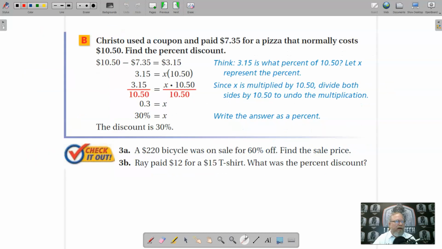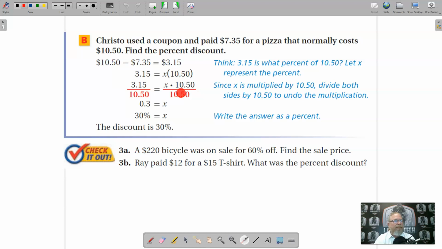Here we have Christo used a coupon and paid $7.35 for a pizza that normally cost $10.50. Find the percent of discount. So we're going to take the $10.50, the original cost of the pizza, minus what he actually paid, and he got $3.15 off of it. So we know that $3.15 is some percent of $10.50, and that's what we want to know. So $3.15 is some percent, x is the unknown percentage, multiplied by $10.50.